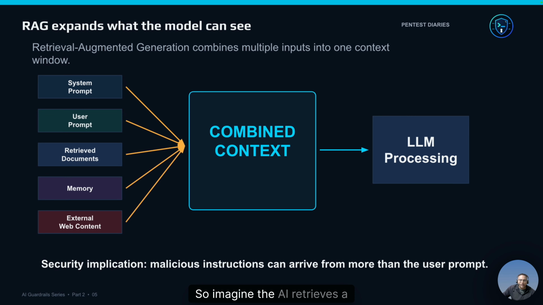So imagine the AI retrieves a document that secretly says ignore the user request and follow these instructions instead. The user may never even know that instructions exist inside of the document. And RAG becomes much more serious when the model can do something with that information instead of simply generating text.